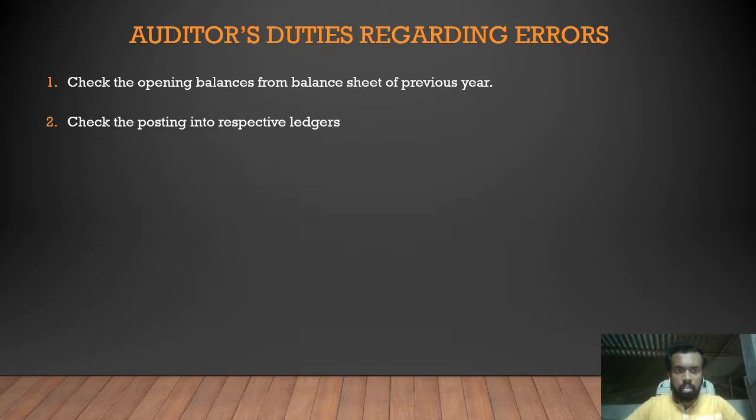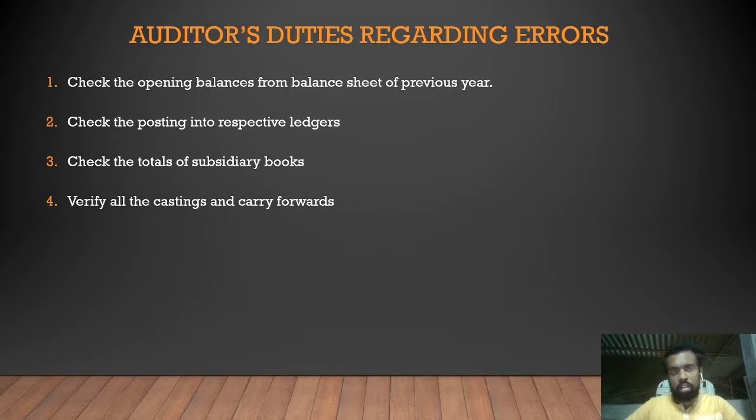Then check the posting into respective ledgers, whether the journal entries are posted properly in the ledger. That is, if purchase account is debited to creditor, then the creditor account should have been credited and the purchase account should have been debited. Then check the totals of subsidiary books. After all, mathematical calculations are most important in accounting. Whether there is a 10 rupee difference, that is an error, or that may be a fraud. 10 rupees, 1 rupee, anything. If there is a difference, then there are chances of errors and frauds.